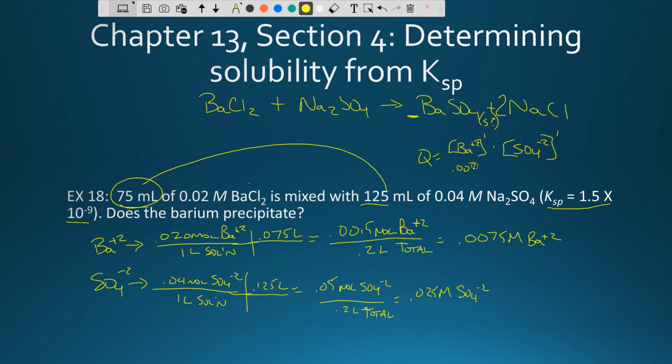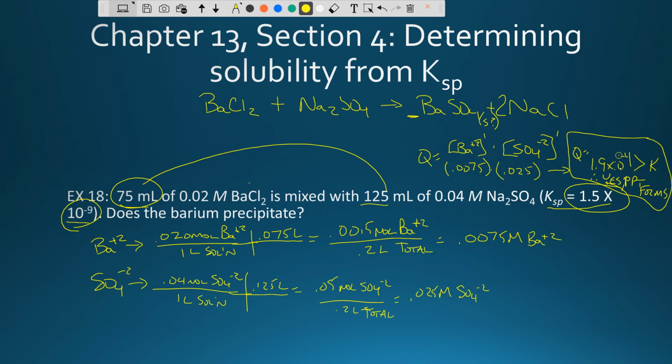I have 0.0075 times 0.025. So what's my Q value? My Q value ends up being 1.9 times 10 to the -4th. Okay, so if I look at that and compare, I saw that my KSP value is 1.5 times 10 to the -9. So my Q is definitely larger than my K. So therefore, yes, this forms a precipitate, because it favors the products. Okay, that's how we figure out with those things.